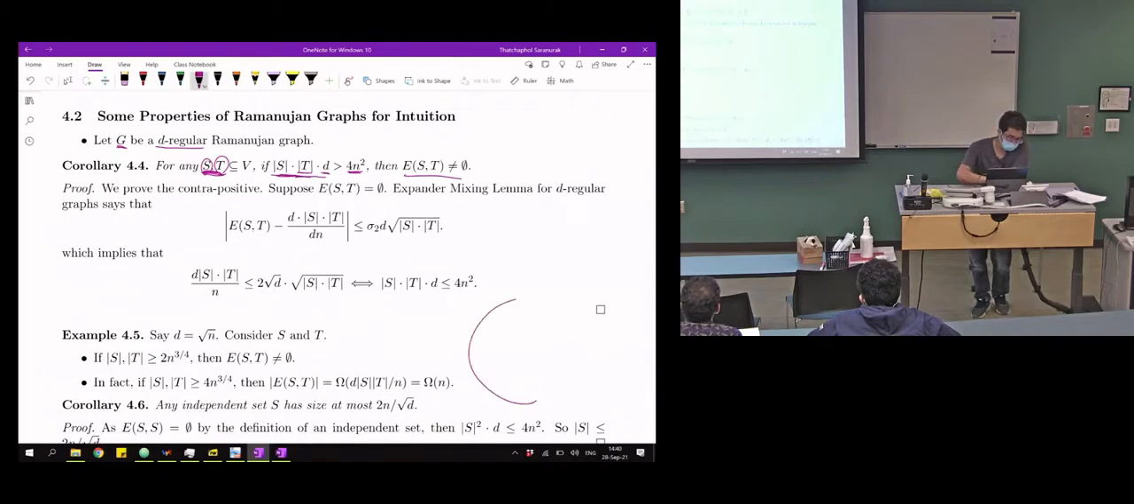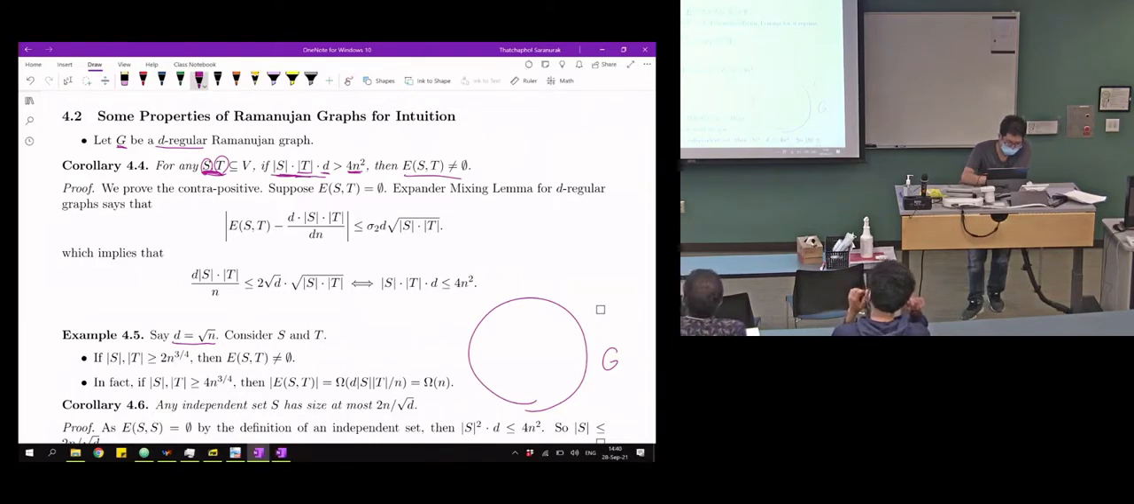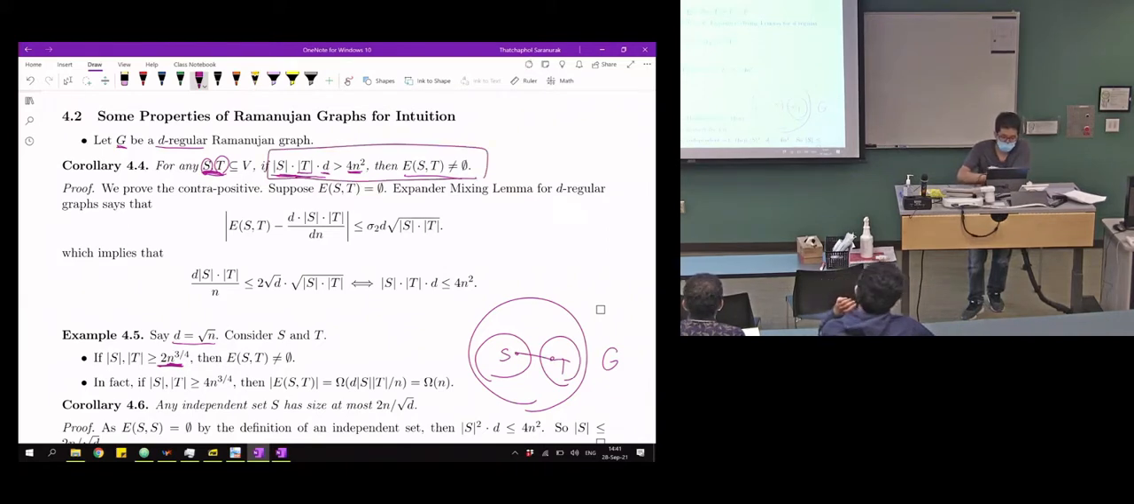Before going to the proof, let's look at some example. If you have graph G and the degree is root N, take any sets which are not too small, both of them having size like n to the 3/4. From here, you would have that there must exist some edge between S and T.